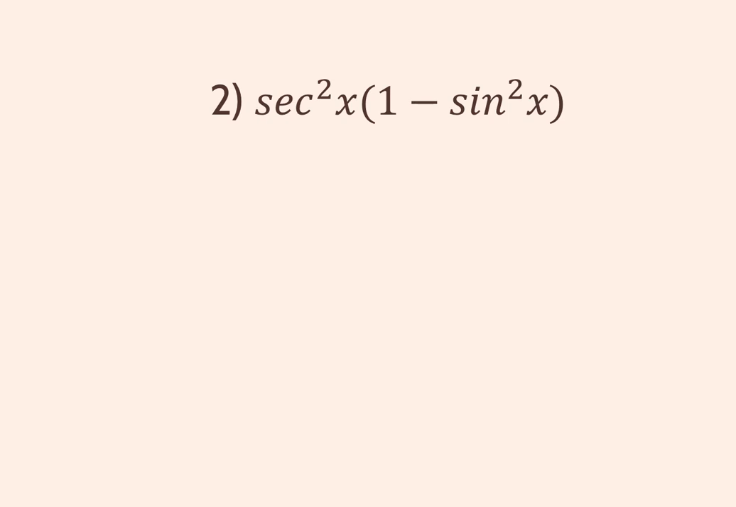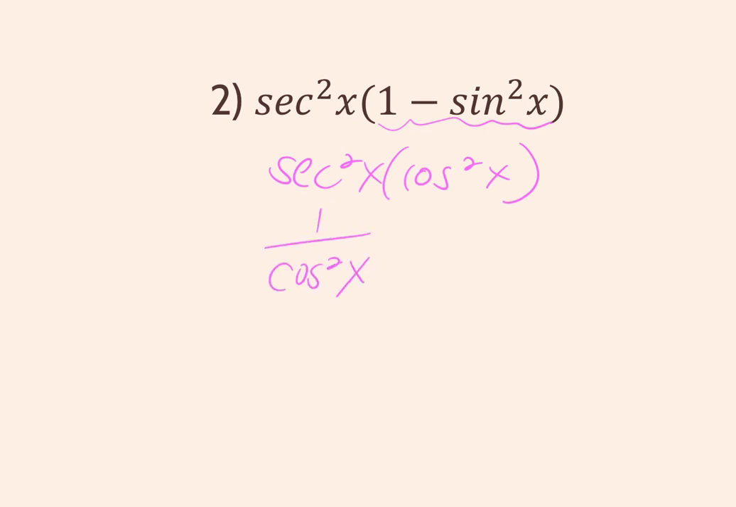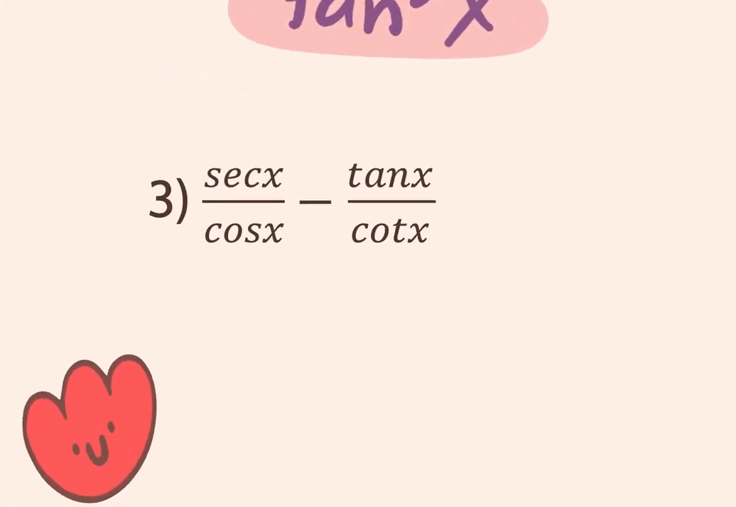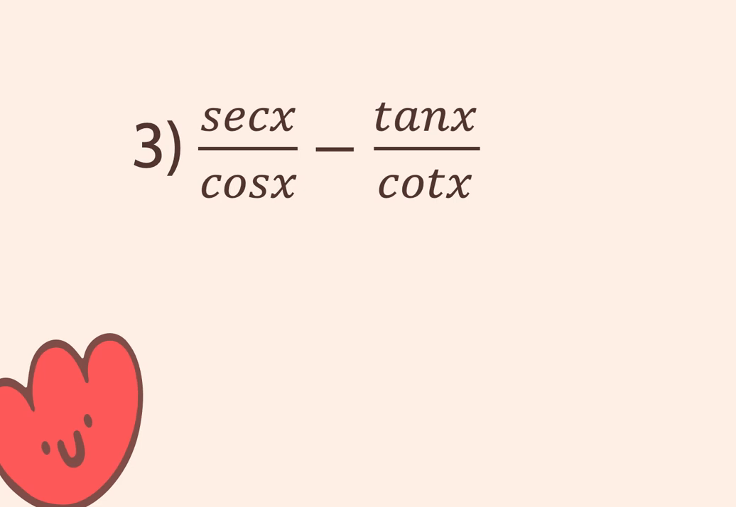Come on, people. 1 minus sine squared is what? Cosine squared. So secant squared x times cosine squared x. And then what? Secant is 1 over cosine times cosine, and then the cosines cancel. And I just get 1. All right, go to 3. What's one thing you can do with 3?